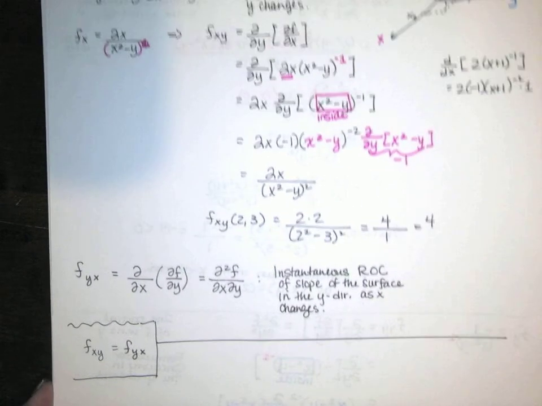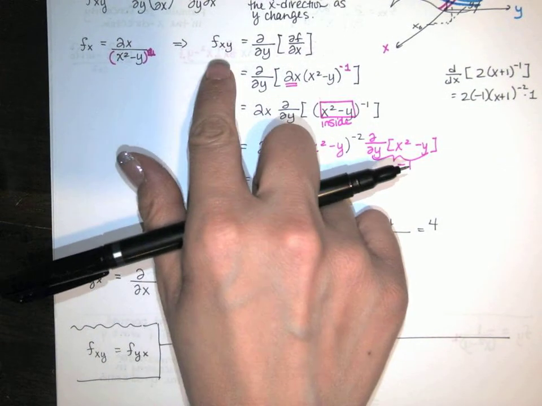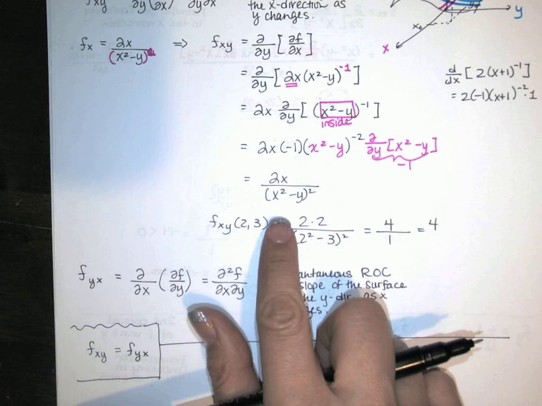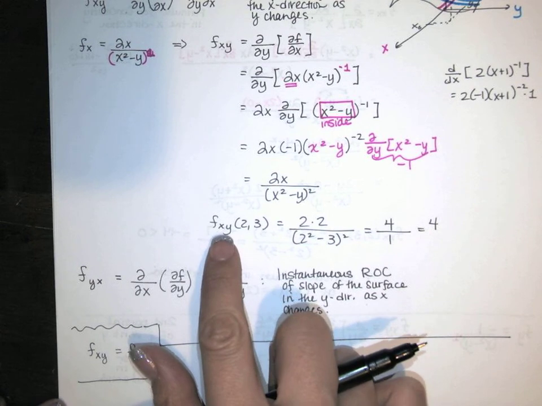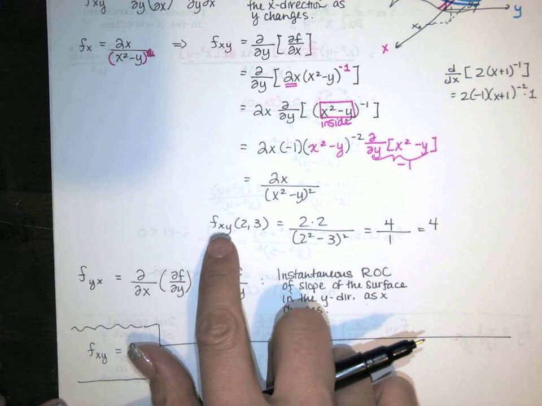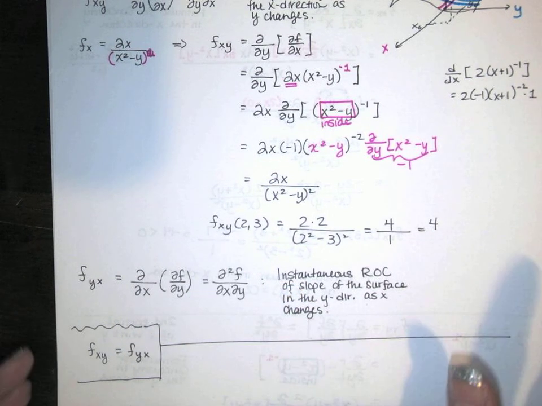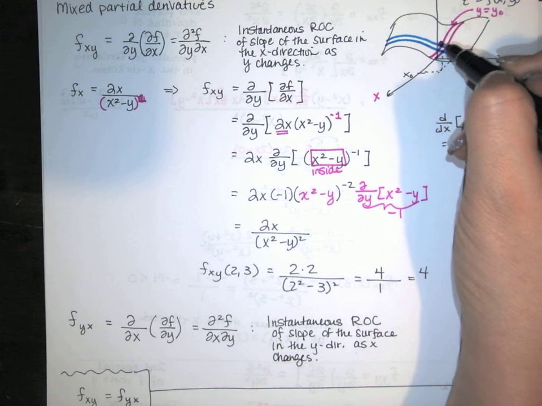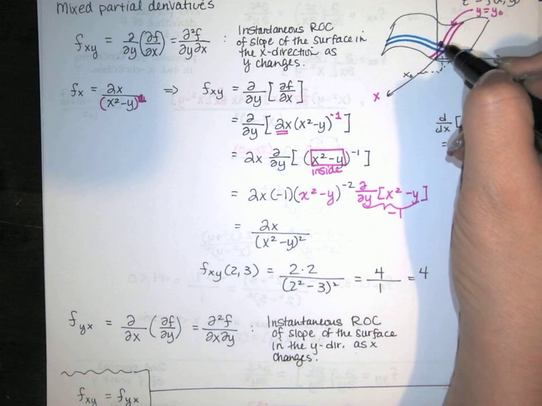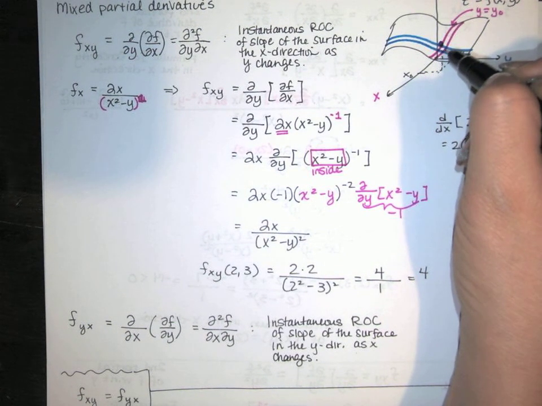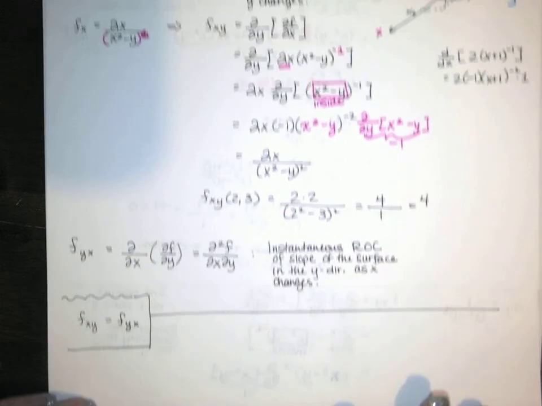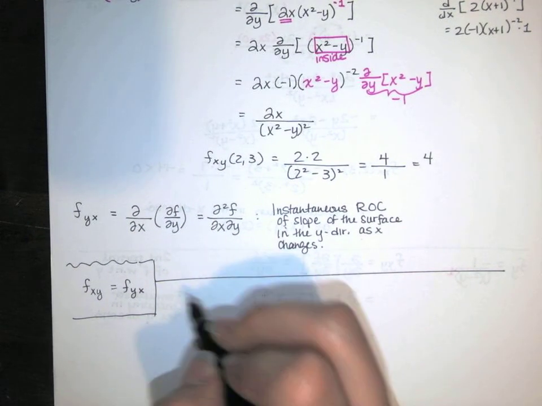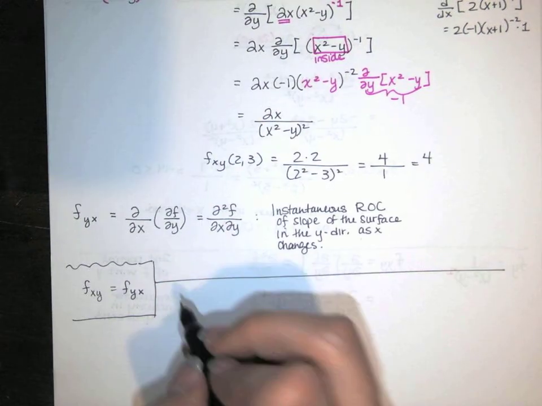We took the derivative with respect to x, and then we took its derivative with respect to y, and we got this. And then we plugged in our point (2, 3), and we got that the rate of change of the slope in the x direction as y changes is 4. So I'm looking at the pink curve. Slope in the x direction is increasing by 4 units approximately as we go 1 unit in the y direction. Let's see what happens if you do it the other way. Hopefully you also get 4 and you also get the same formula.